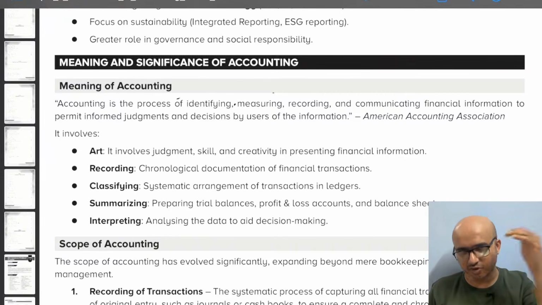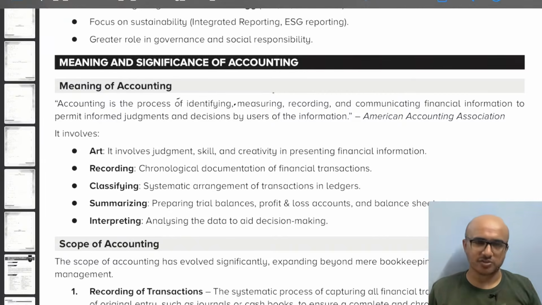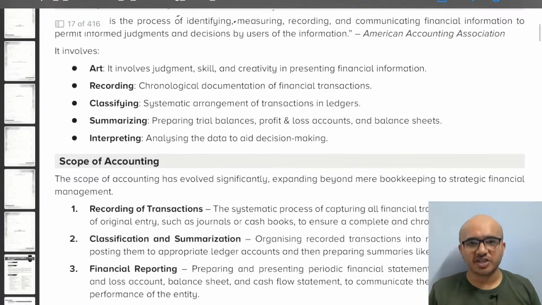That is, whatever happens first will be recorded first, and then things pile on top of that based on chronological events. Classifying, systematic arrangement of transactions in ledger. Just now I said that, the same thing is mentioned here. Then we have summarizing, that is preparation of trial balance, interpreting P&L and balance sheets, analyzing the data to aid decision making. Okay, they have put it here this way, fine, doesn't matter.